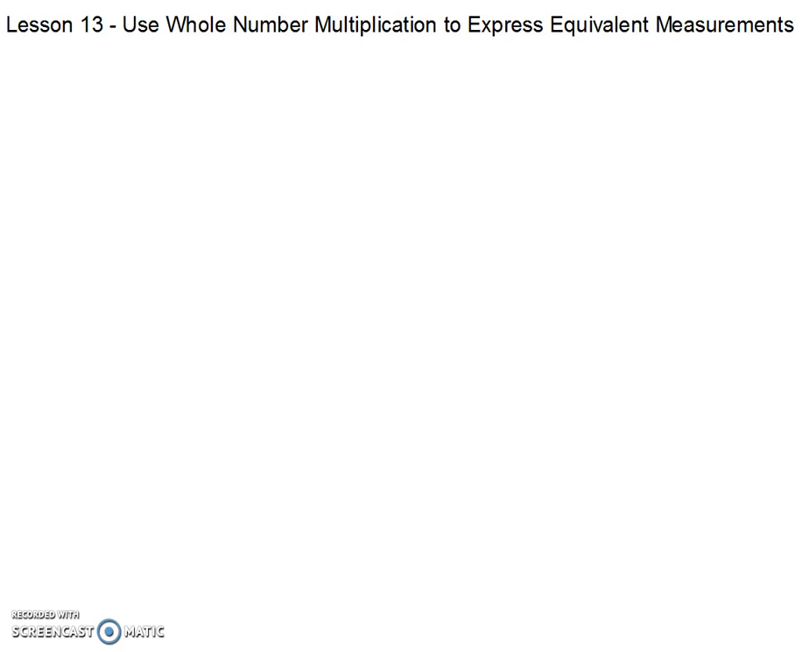In Lesson 13, we're going to use whole number multiplication to express equivalent measurements. And remember, equivalent sounds like the word equal, where we get EQU. So we know that equivalent means equal measurements. And we're going to use the idea of converting from one factor to another.